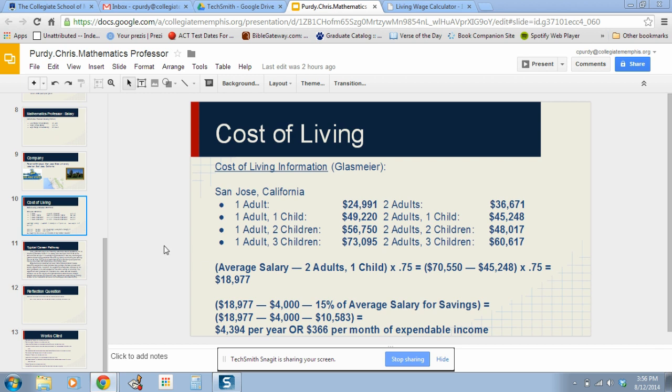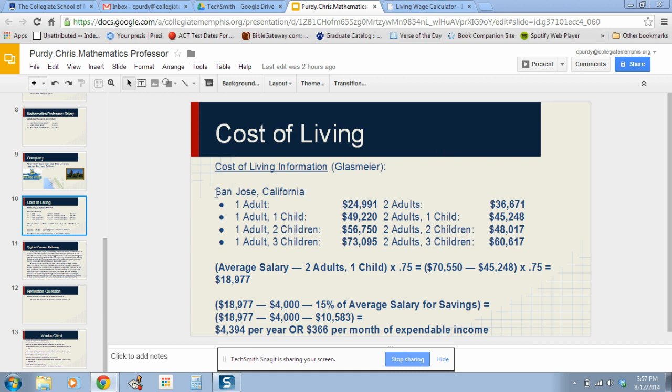Scholars, this screencast covers slide number 10, which is the cost of living slide. A couple key points right off from the top. Notice that I have my source here, Glassmeyer. That is the person who created the living wage calculator that we will use in a moment.